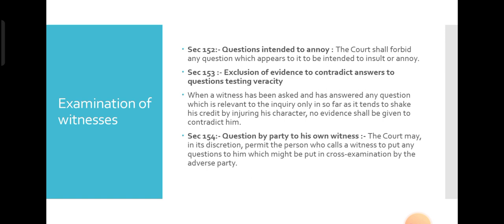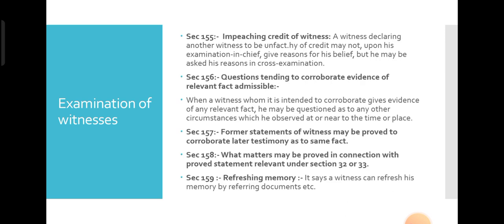Now we'll go to the next section, which is section 155, which talks about impeaching the credit of a witness. It basically tells that a witness declaring another witness to be unworthy of credit may, upon his examination in chief, give reasons for his belief, but he may be asked for reasons in cross examination. This section tells that if one witness is saying that another witness is false, then he has to give the reasons for his belief, and all his facts will be cross examined by the advocates.